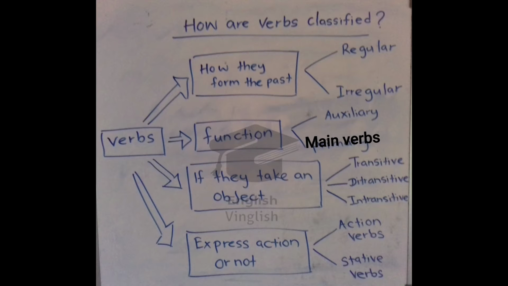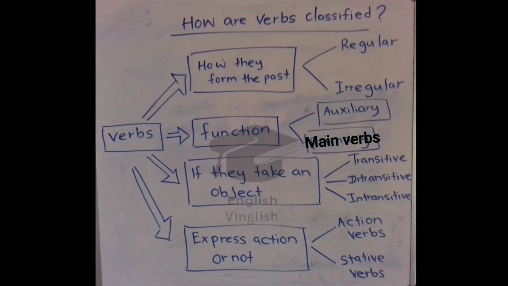Now let's see how we can classify verbs. According to the way they form the past, we can divide verbs as regular verbs and irregular verbs. Sometimes these two types may be familiar to you. Second, according to the function, we can divide verbs as auxiliary verbs and main verbs or lexical verbs. With the object also, there is a classification as transitive verbs, intransitive verbs and ditransitive verbs. Last one, with the action or without the action, we can divide verbs as action verbs and stative verbs.